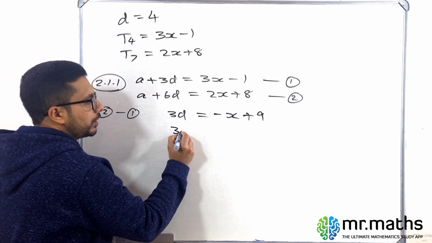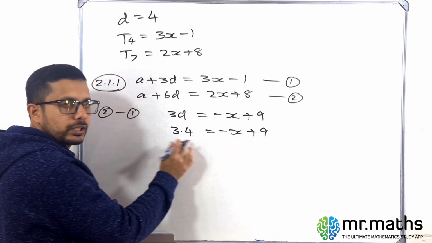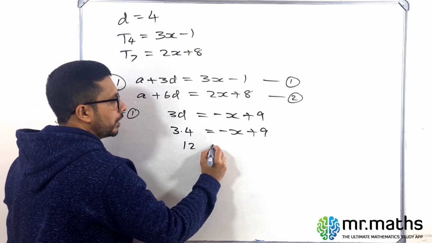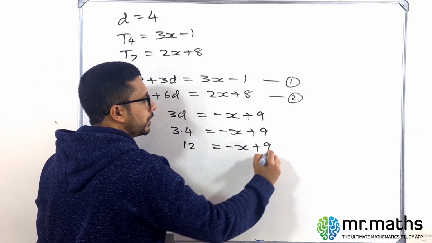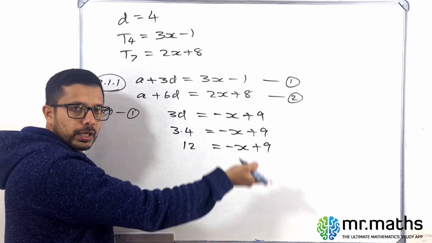So it is 3 times 4 is equal to minus x plus 9. What is 3 times 4? 12 is equal to minus x plus 9. So now take this minus x to this side and this 12 to the other side.